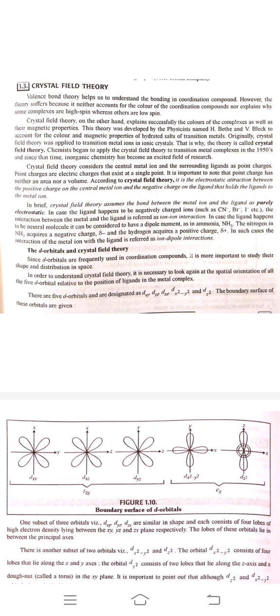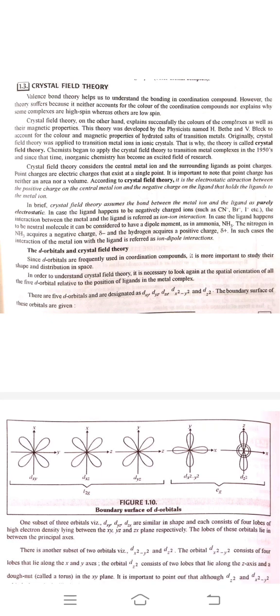Crystal field theory, on the other hand, explains successfully the color of complexes as well as their magnetic properties. This theory was developed by physicists H. Bethe and V. Van Vleck to account for the color and magnetic properties of hydrated salts of transition metals. Originally, crystal field theory was applied to transition metal ions in crystal fields. That is why the theory is called crystal field theory. Chemists began to apply the crystal field theory to transition metal complexes in the 1950s, and since that time inorganic chemistry has become an exciting field of research.